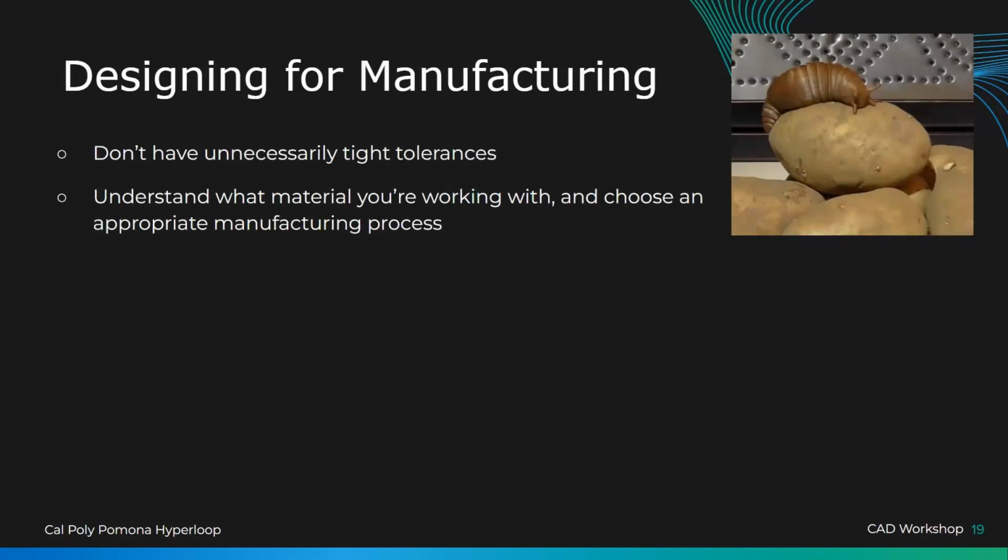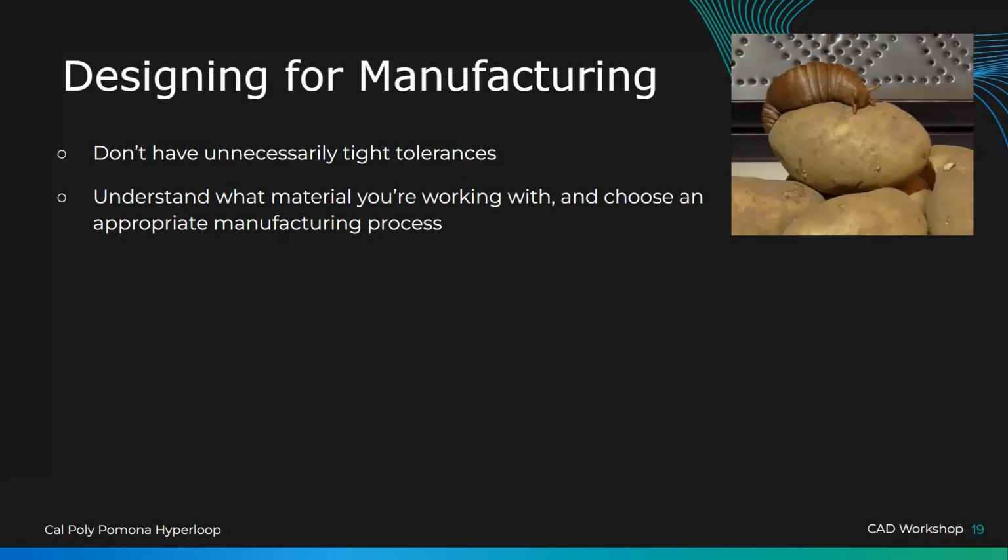So for one thing, don't have unnecessarily tight tolerances. If you have super tight tolerances of like, maybe, 0.01 inches, and it doesn't need to be 0.01 inches, that just adds additional cost and time and manufacturing constraints that you don't need. So make sure that your tolerances are not unnecessarily constraining. I don't know what word I was going for here. But you all get what I mean, right?